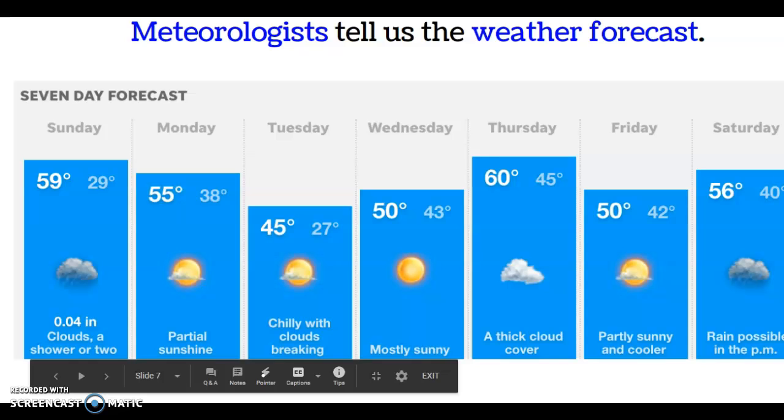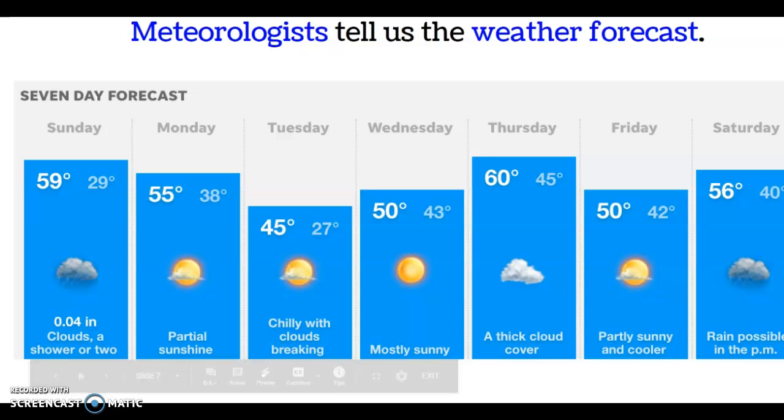Meteorologists tell us the weather forecast. And you can see this is a 7-day forecast. You can share what the high temperature is expected to be, what the low temperature is expected to be, and you can see if it's going to be cloudy, partly cloudy, mostly sunny. This is a forecast that we look at to kind of plan for the week ahead. However, the forecast can change.